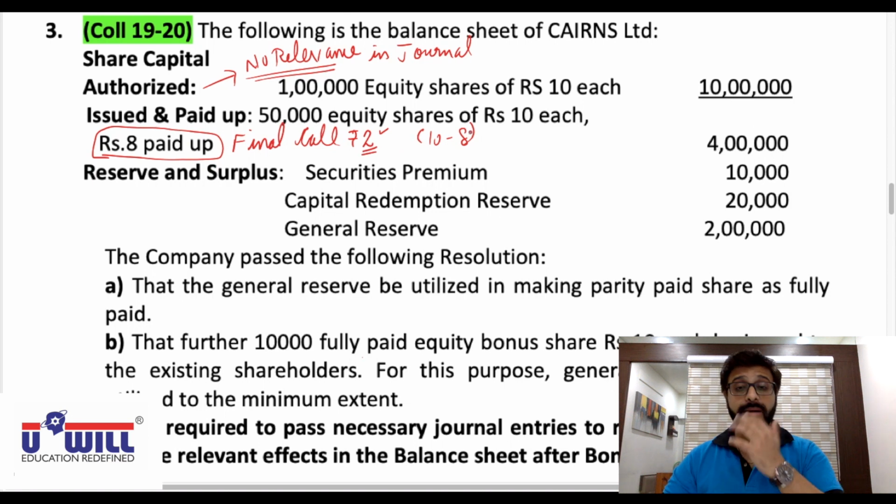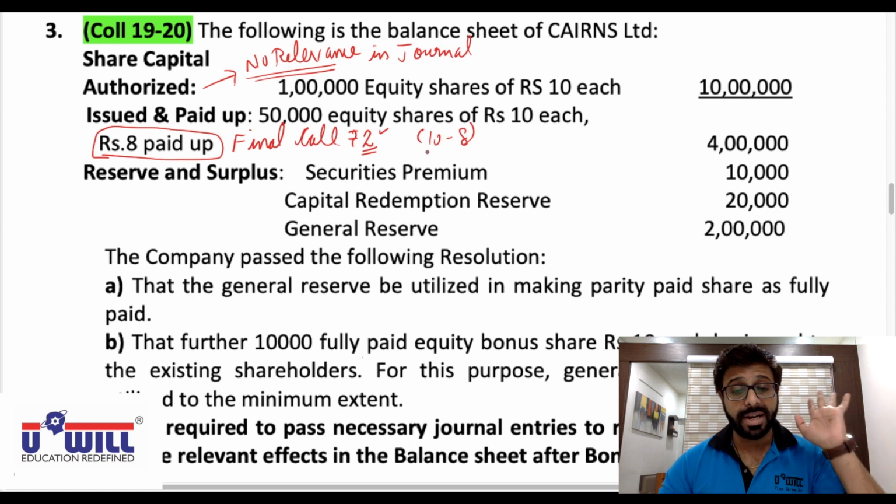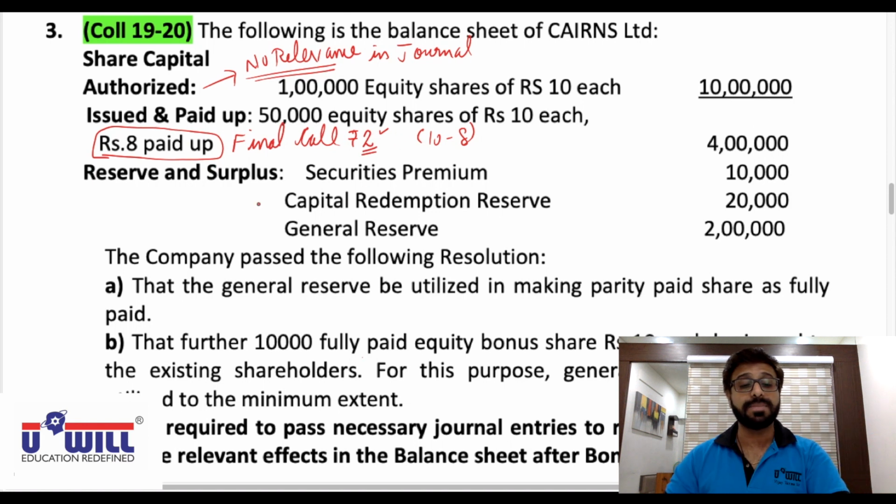I repeat, if a company issues partly paid bonus as well as fully paid bonus, then first the company has to convert partly paid shares into fully paid shares by giving partly paid bonus shares. Then only fully paid bonus shares can be issued. This we will study in detail in the SEBI guidelines in the next lecture, that no fully paid bonus shares can be issued until partly paid shares are converted into fully paid shares. However, final call 2 rupees is pending. Next, reserves and surplus. Security premium. For fully paid bonus, it can be used.